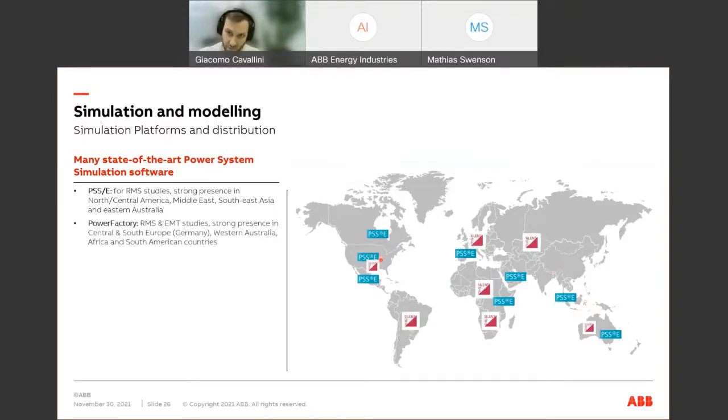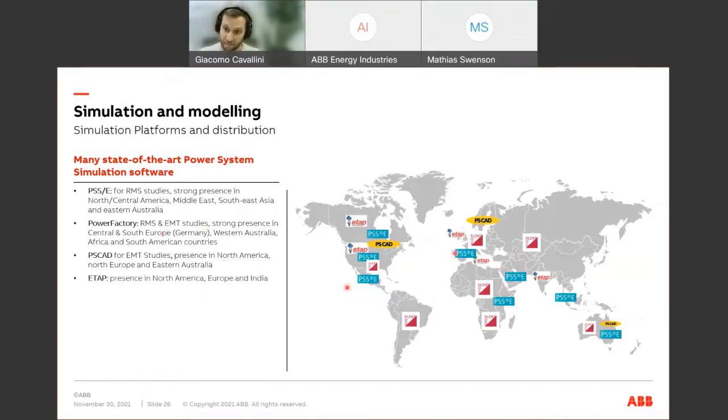We have PowerFactory, which is gaining quite a lot of momentum in Europe, due to the German market, where component and unit certification is required, but it is also strongly used in South America, Africa, and Central Asia. We have PSCAD, used in North America, Northern Europe, and also Eastern Australia for EMT studies, while PowerFactory can be used for RMS and EMT studies as well. Then we have ATP in certain markets as well, North America, Europe, and India. And there are also other tools like MATLAB or NETPLAN that can be used.